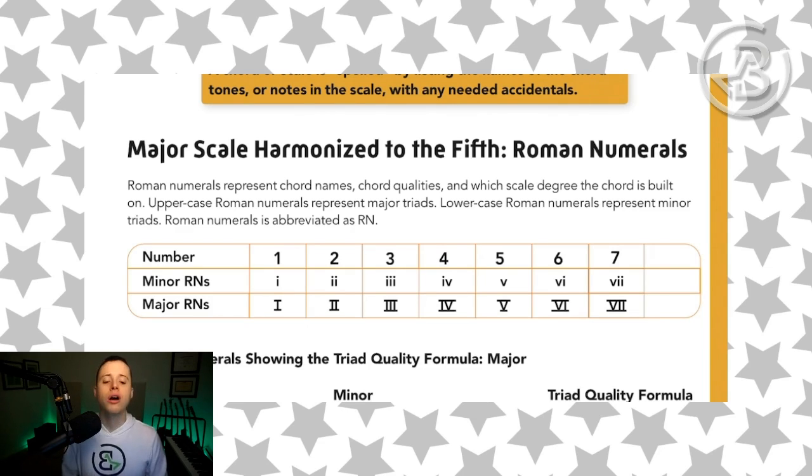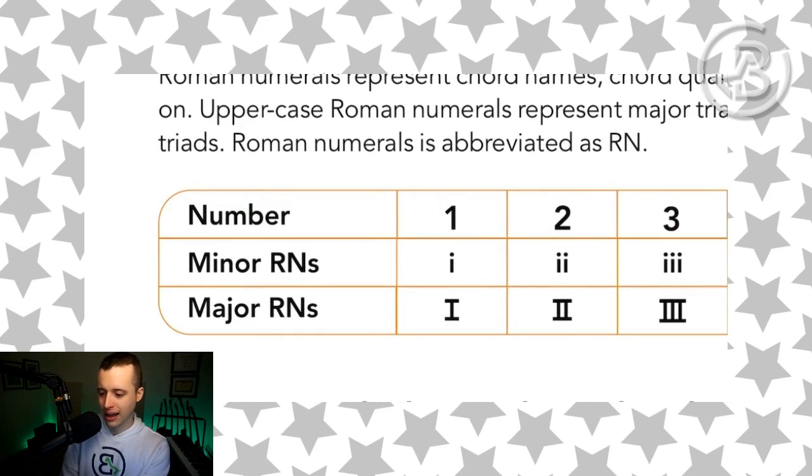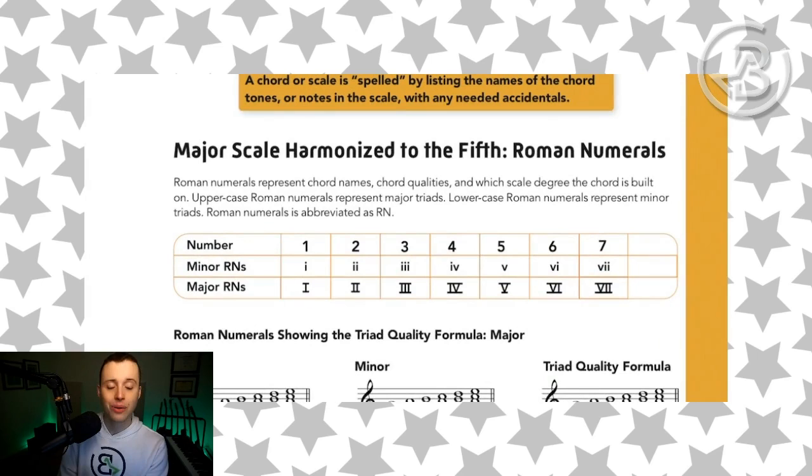Minor chords are going to get lowercase Roman numerals. Major chords are going to get uppercase Roman numerals. And you will see Roman numerals abbreviated as RN, Roman numerals. I will see you in the next lesson.